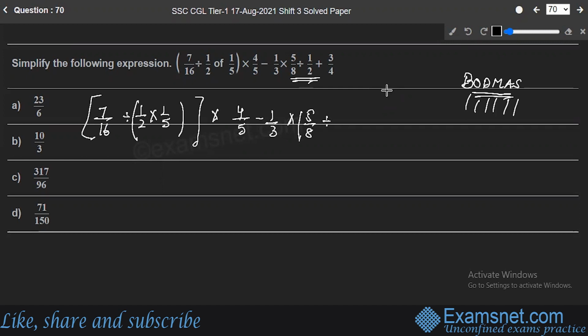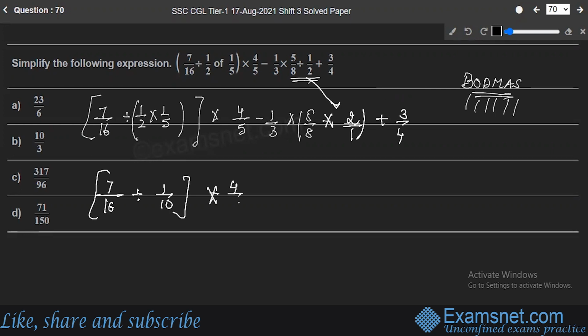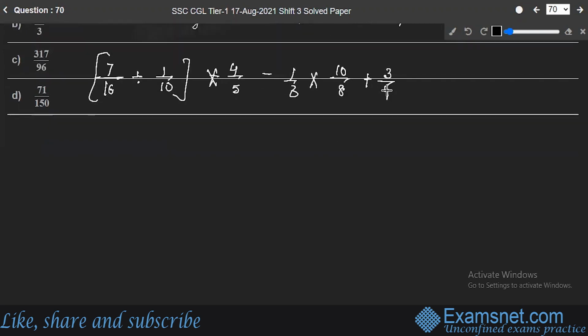So 5 by 8 divided by 1 by 2. The division will be converted into multiplication with the reciprocal of the number, plus 3 by 4. So this will be 7 by 16 divided by 1 by 10, multiplied by 4 by 5 minus 1 by 3, multiplying them, you will get 10 by 8 plus 3 by 4. Let's solve it further. So this will be 7 by 16 into 10 into 4 by 5 minus 1 by 3 into 10 by 8.